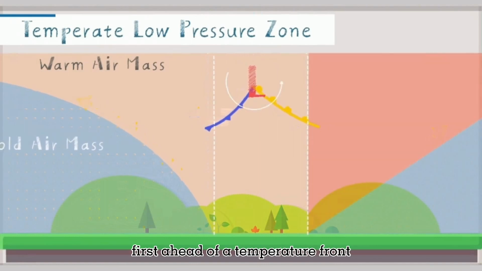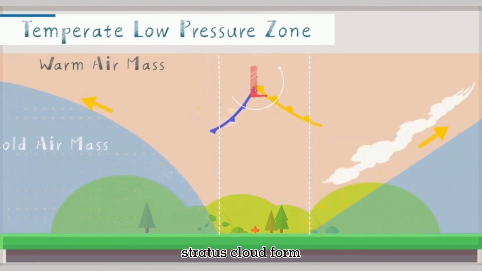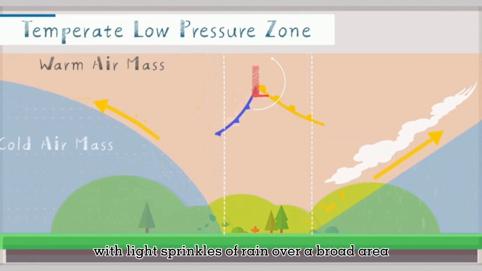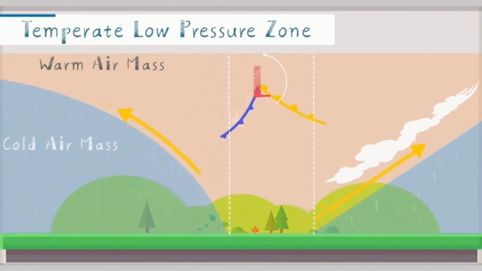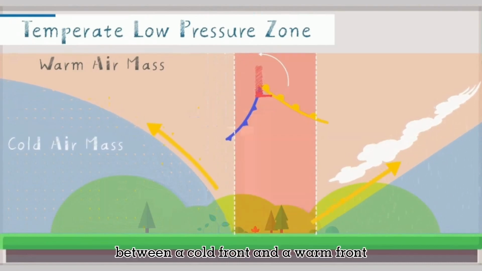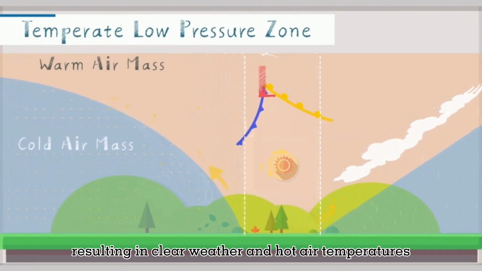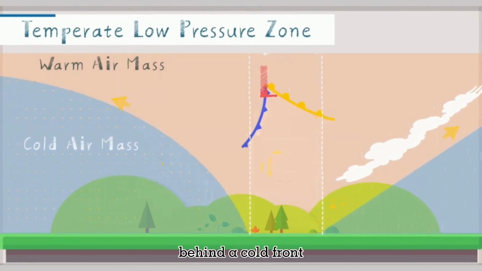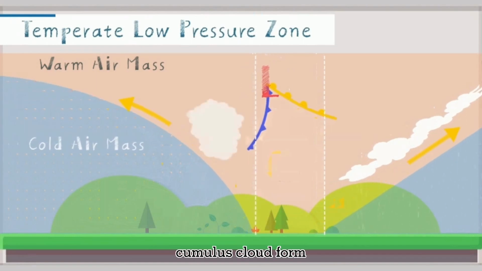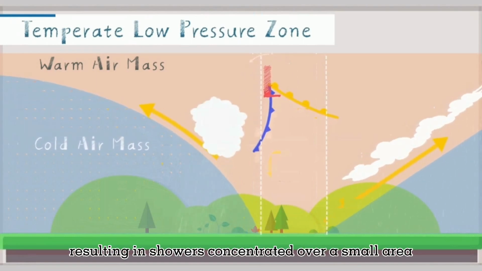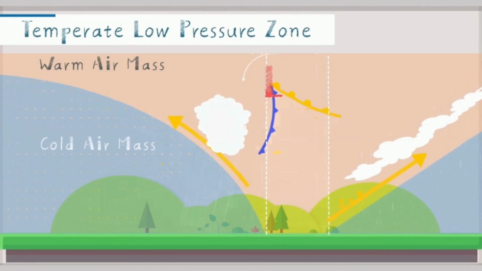First, ahead of a warm front, stratus clouds form, with light sprinkles of rain over a broad area. Between a cold front and a warm front, there are almost no clouds, resulting in clear weather and hot air temperatures. Behind a cold front, cumulus clouds form, resulting in showers concentrated over a small area.